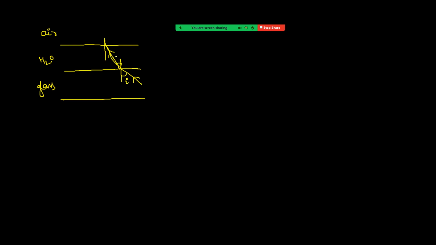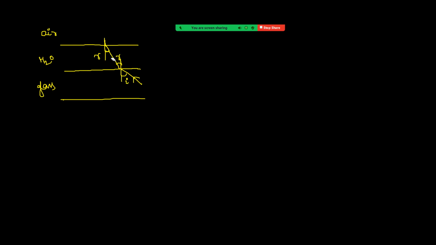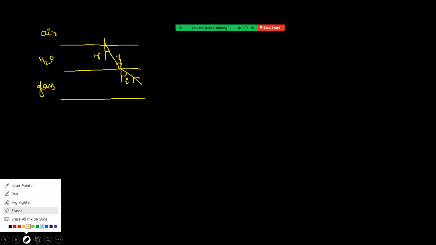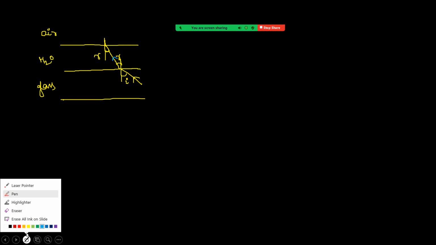If this is angle of refraction R, then here the angle of incidence will be R, right? See the diagram once carefully. Now, this is the angle of incidence and this is the angle of refraction. Since the boundaries are parallel, this angle of refraction becomes the angle of incidence for the water-air boundary. Okay. So now we have to find mu of glass.